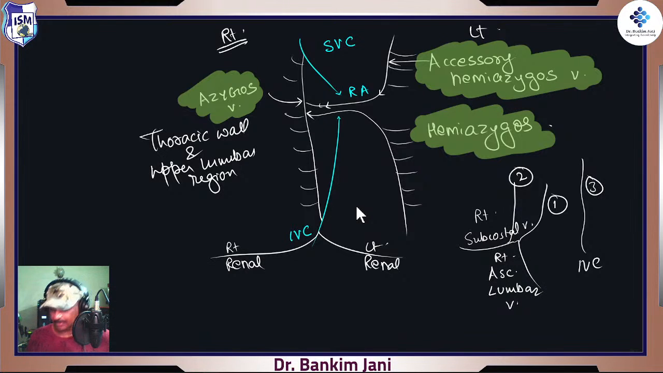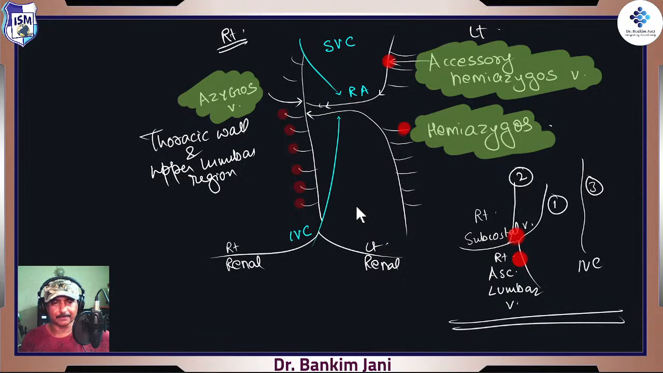There are a few others, but this much is sufficient to know. Otherwise, all these are its tributaries, right? There are tributaries emerging from the intercostal veins, the posterior intercostal veins. Then we have the hemiazygos, which drains into the azygos, and the accessory hemiazygos, which drains into it. Then there are the right subcostal vein and right ascending lumbar vein. All these you can list as the tributaries. Got it?